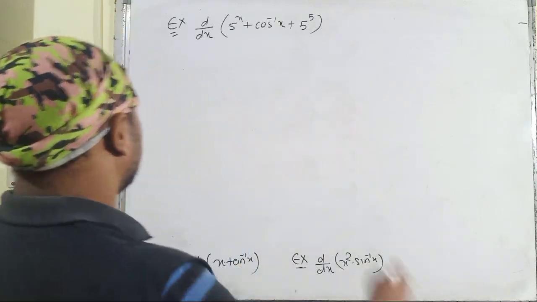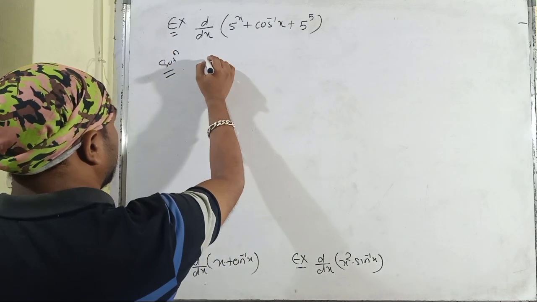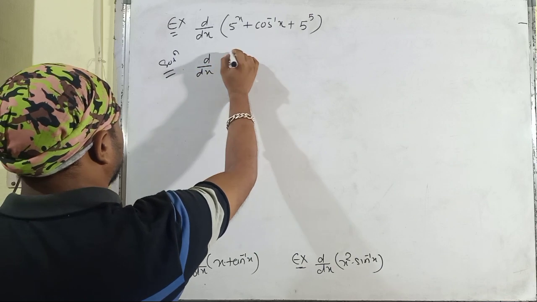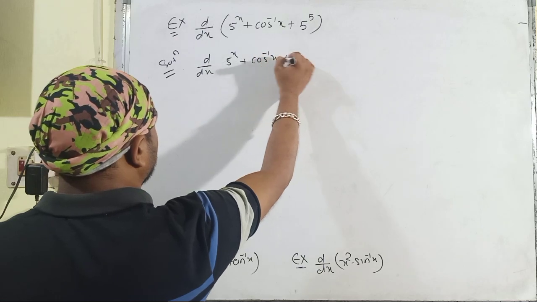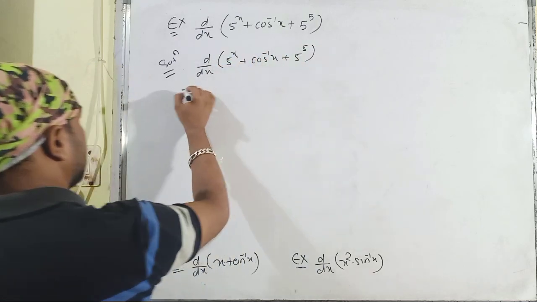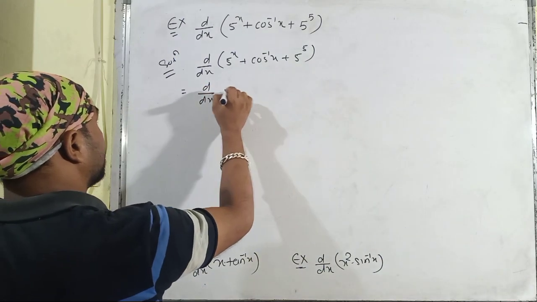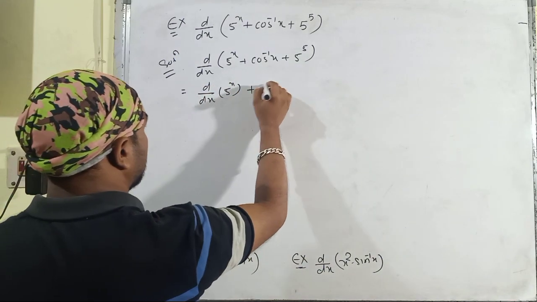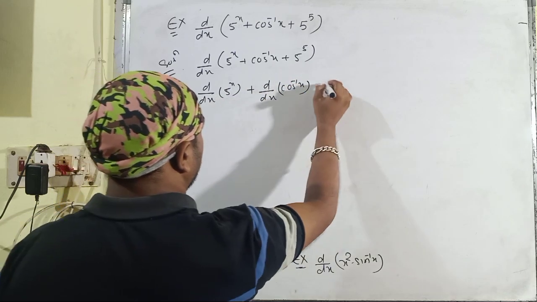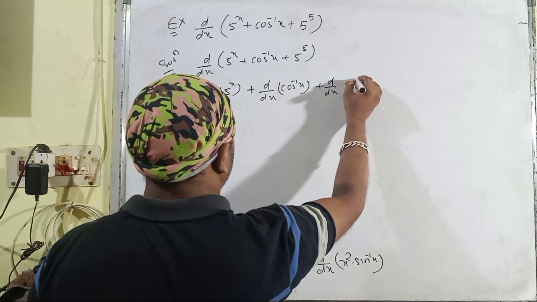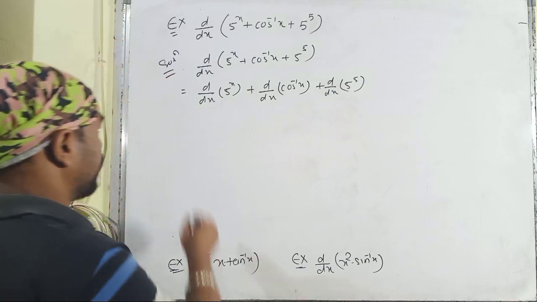So here these are the next problems. Let us go through the problem. Differentiation of 5 to the power x plus cos inverse x plus 5 to the power 5. So it will be differentiation of 5 to the power x plus differentiation of cos inverse x plus differentiation of 5 to the power 5 by using the algebra of derivative and number 2.